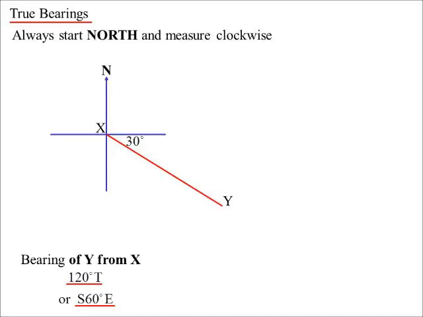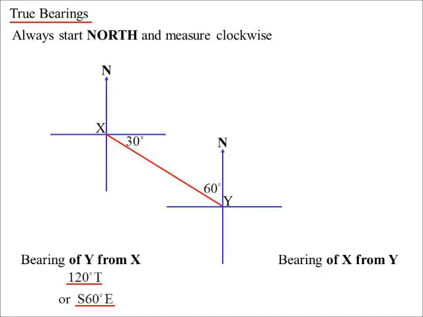Start at north, go round. As a compass bearing, I could say, oh, well, it's south and I've gone 60 degrees towards the east. And if it was of X from Y, well, now the compass is at Y. Bit of geometry, we can work out that's 60. So 300 degrees is the true bearing. North, 60 west.